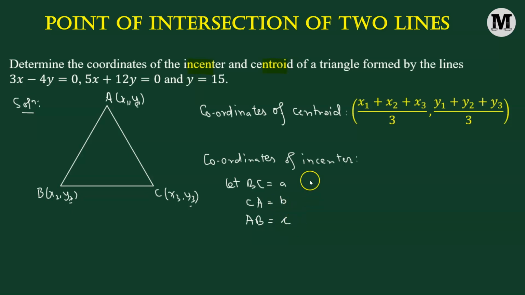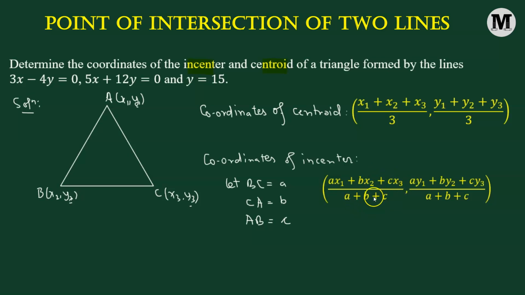Now in this case, the coordinates of the incenter are given by a x1 plus b x2 plus c x3 over a plus b plus c. That is going to be the x coordinate of the incenter, and similarly we can find the y coordinate. That will be a times y1 plus b times y2 plus c times y3 divided by a plus b plus c. Now in either of the two cases, whether we find the centroid or the coordinates of the incenter, what we need is the coordinates of the vertices A, B, and C.